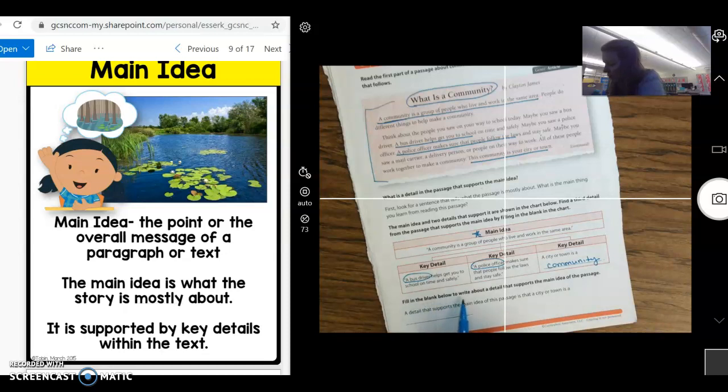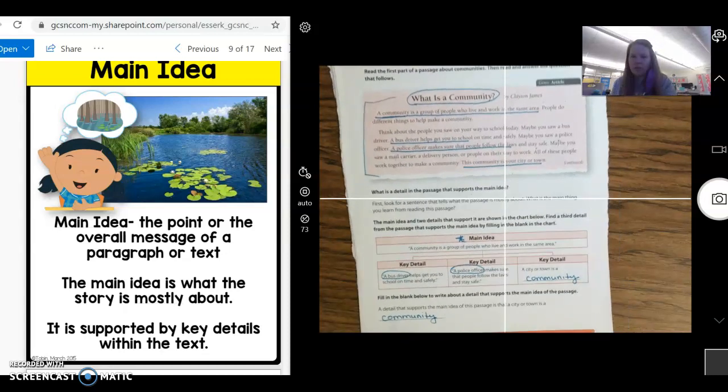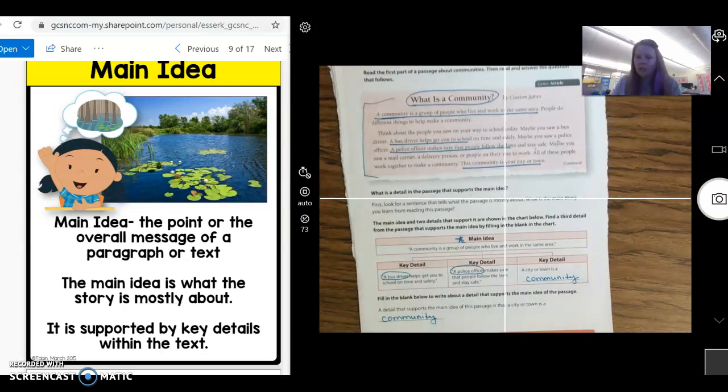Fill in the blank below to write about a detail that supports the main idea of the passage. A detail that supports the main idea of this passage is that a city or a town is a community. So we're going to write community one more time. All right, so go ahead and pause the video if you need to get caught up, and then we're going to go to one more page, and you're going to do this part by yourself.